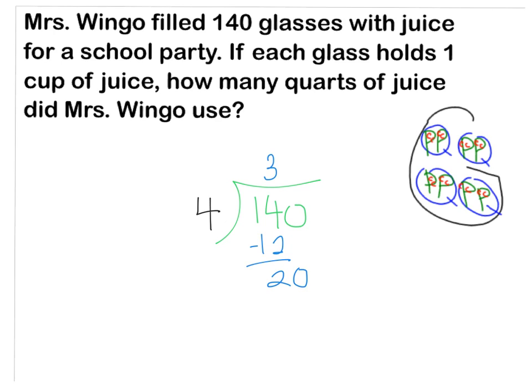Now I know that 4 can go into 20 ones 5 times. So I've used up my 20 ones and I have a 0 remainder left. So we can say that 140 cups divided by 4 would give me 35 quarts. And I hope that your answer matched my answer. All right, let's move on to our next question.